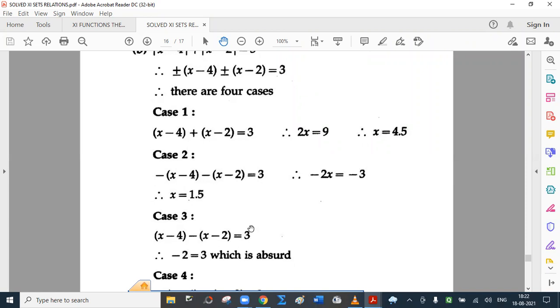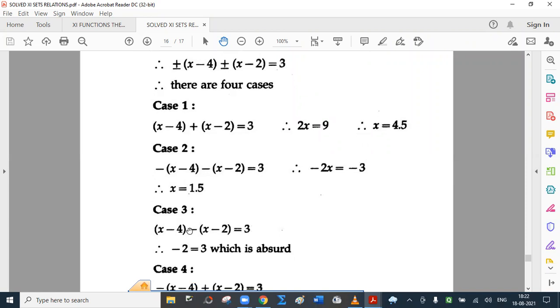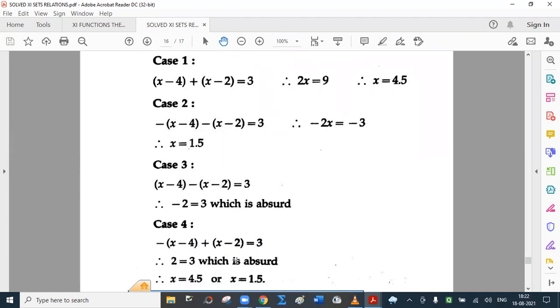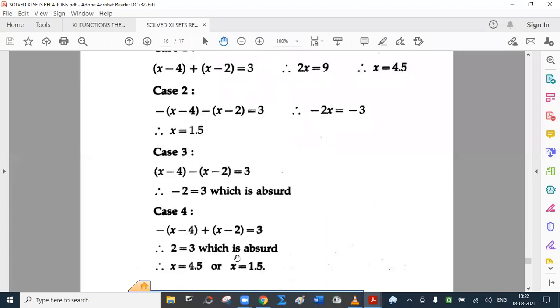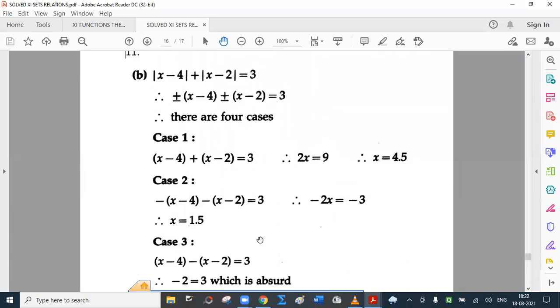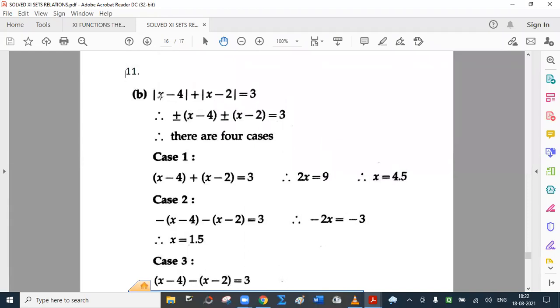This is absurd. Now fourth case, first is negative, second is positive. This also gives absurd result. So the only two possibilities are 4.5 or 1.5. You can verify. 4.5. Mod of 4.5 minus 4. That is mod of 0.5 is 0.5.